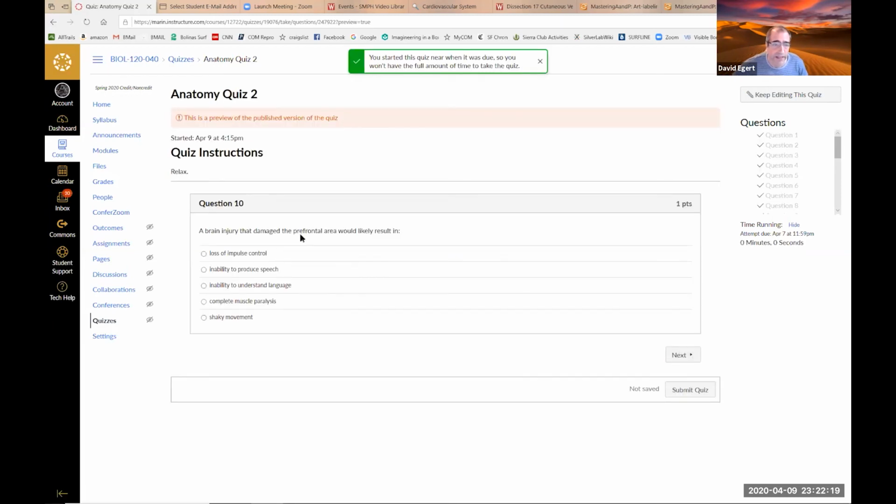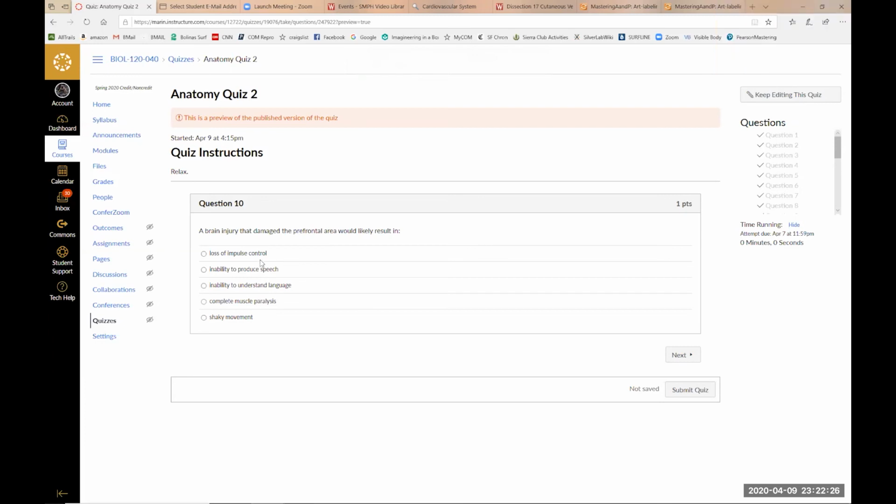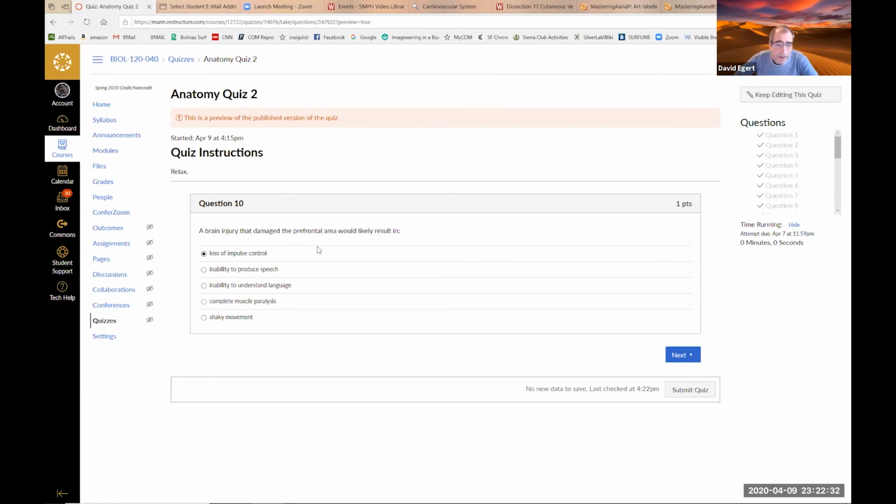Brain injury that damaged the prefrontal area. What would that cause? Loss of impulse control. Prefrontal was executive function, impulse control, all that. Another version of this question asked what happens if you damaged Broca's area? Speech production. And if it was Wernicke's area? Comprehension, the inability to understand language.